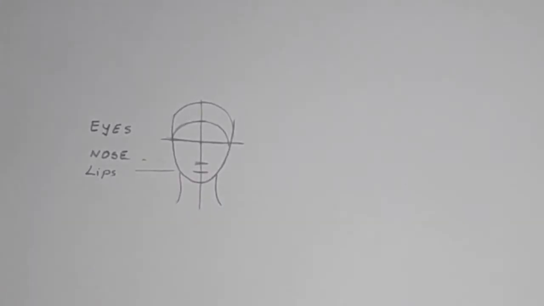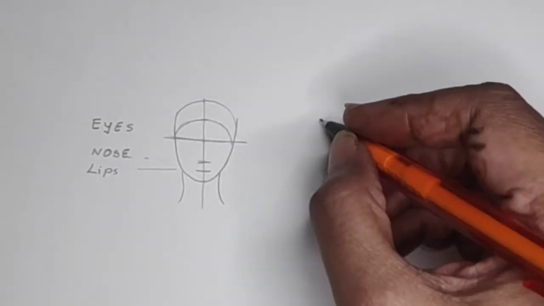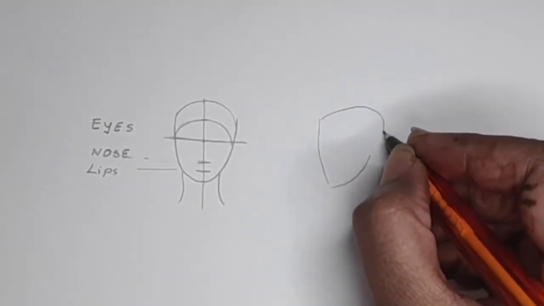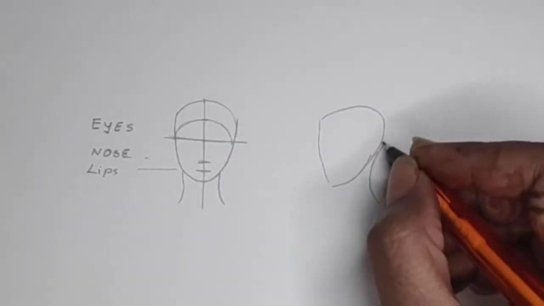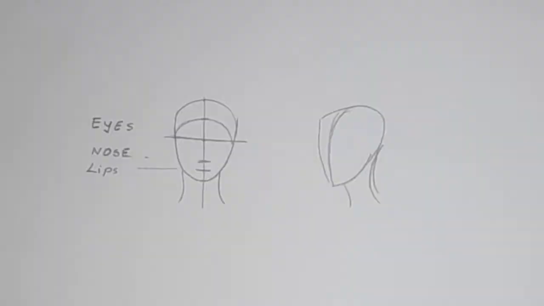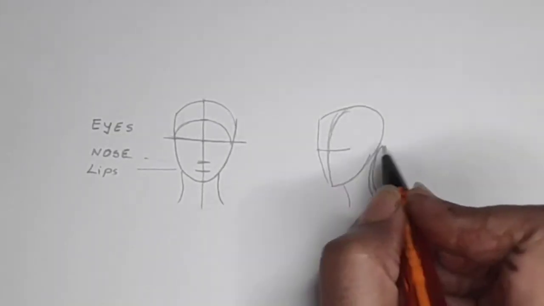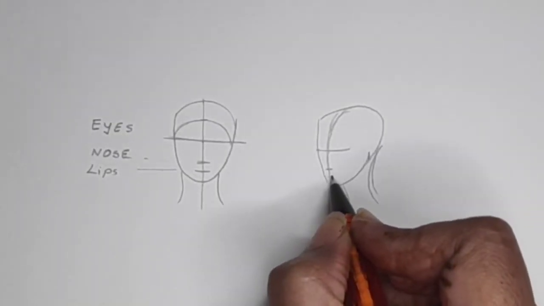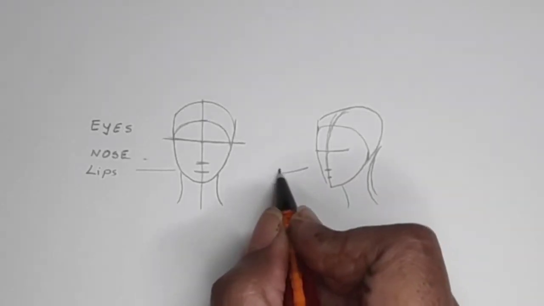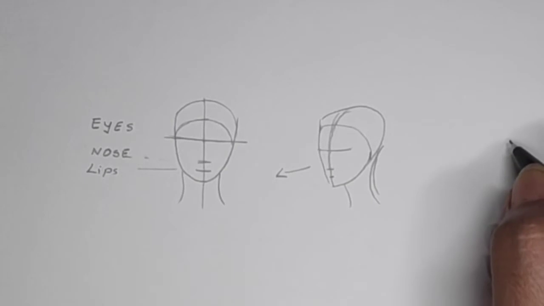Now once these measurements are understood clearly, then you can easily draw different kinds of faces. Now if you want to show a side profile, then there would be certain changes. The axis of symmetry would not be in the center, it will go towards the slant. So this is how you will draw a side face.